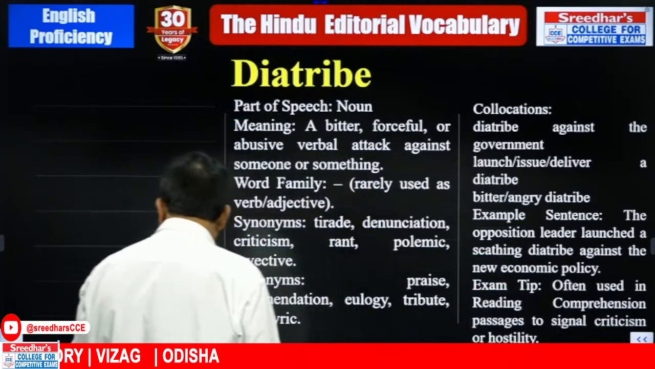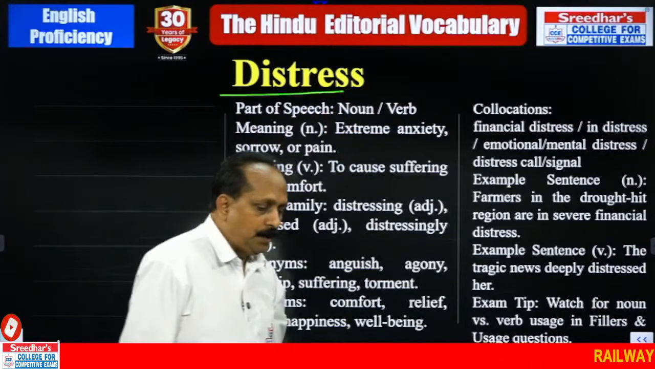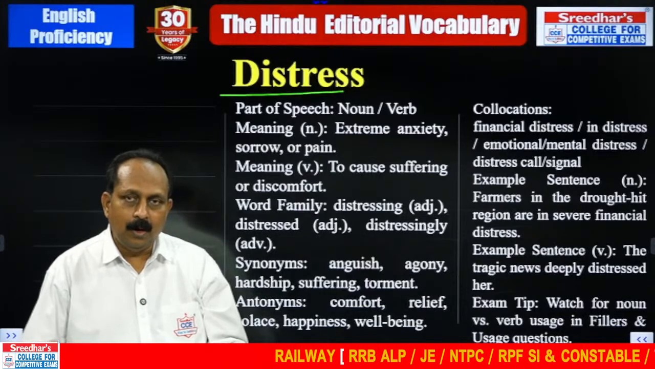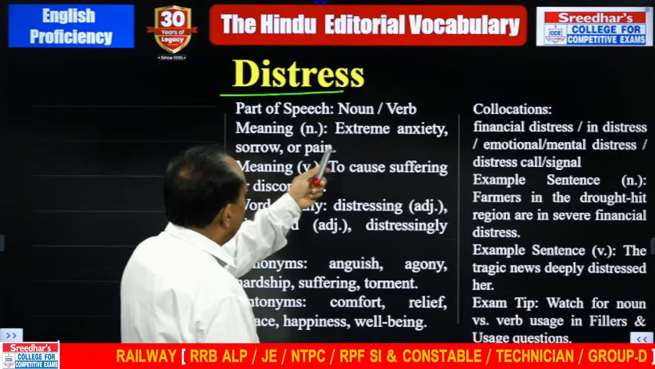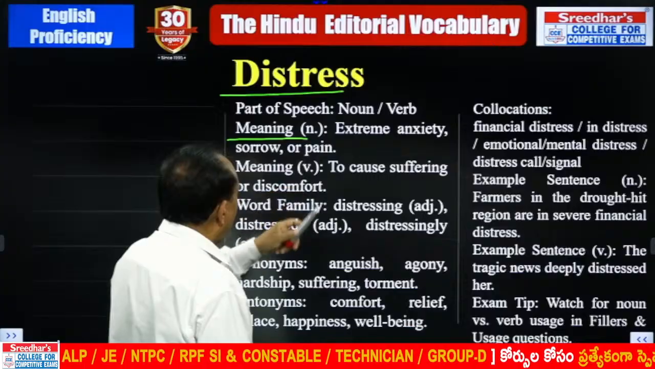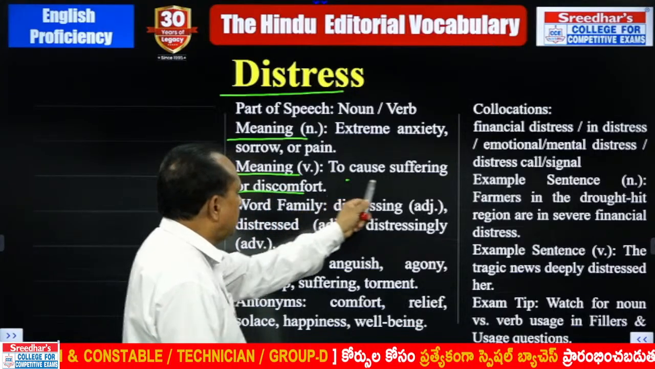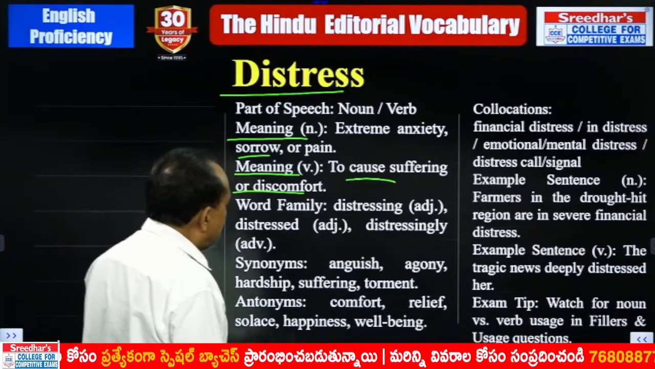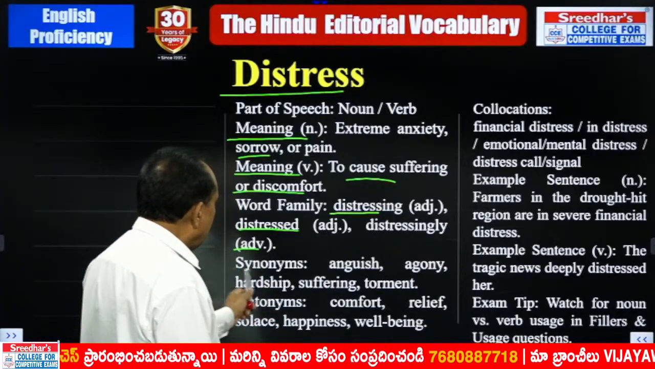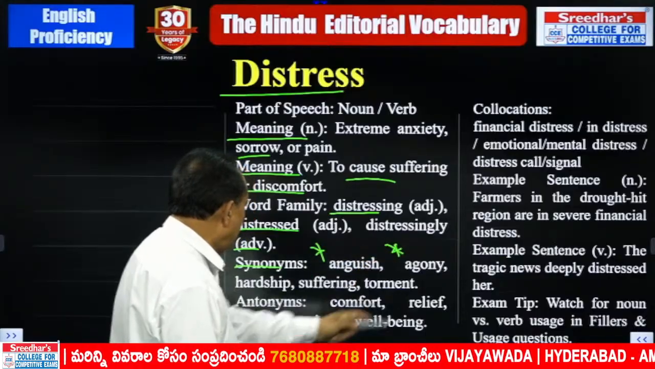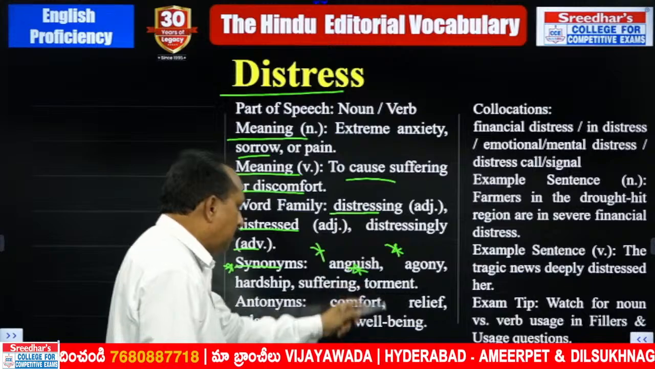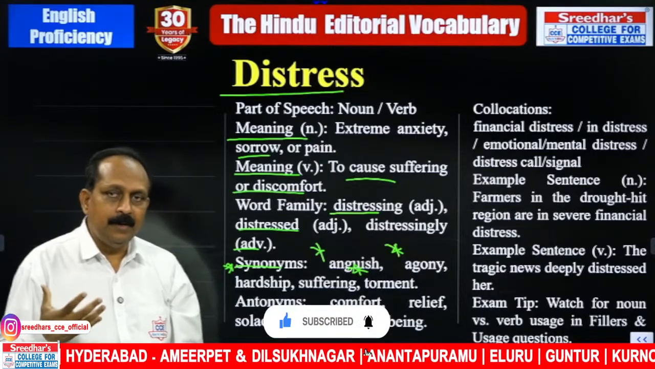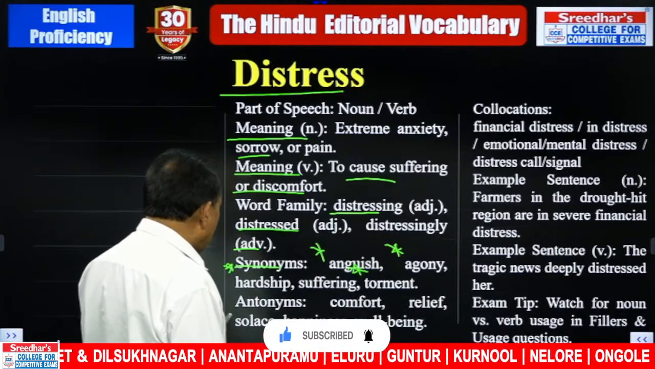Second word, distress. We have got it a few times. At the time of COVID, if you take that time, migrant workers, because of the sudden lockdown, they had to undergo distress. Part of speech, it can be a noun, it can be a verb. As a noun, extreme anxiety, sorrow, or pain. As a verb, to cause suffering or discomfort. Distress, you should simply remember the word suffering. Word family: distressing, adjective; distressed, adjective; distressingly, adverb. Synonyms: anguish, an important word, agony, an important word, hardship, an important word, torment, an important word. See, all these words you should have at your fingertips. Agony, anguish, mental pain or physical pain, severe pain, acute pain. Antonyms: comfort, relief, solace, important word.